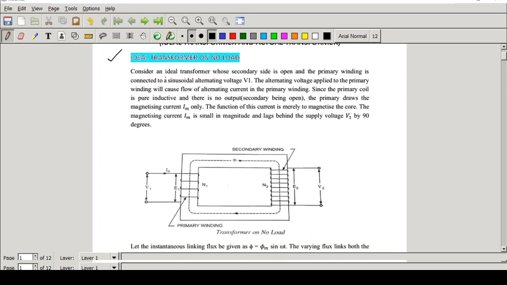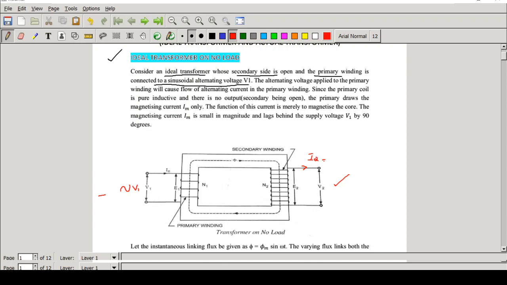Let us consider an ideal transformer whose secondary side is open and the primary winding is connected to a sinusoidal alternating voltage V1. Here you can see we are giving an input voltage V1, which is alternating in nature. If the quantity is AC, we represent it like this. If the quantity is DC, we represent it like this. The secondary is open, which means the current I2 will be equal to 0.